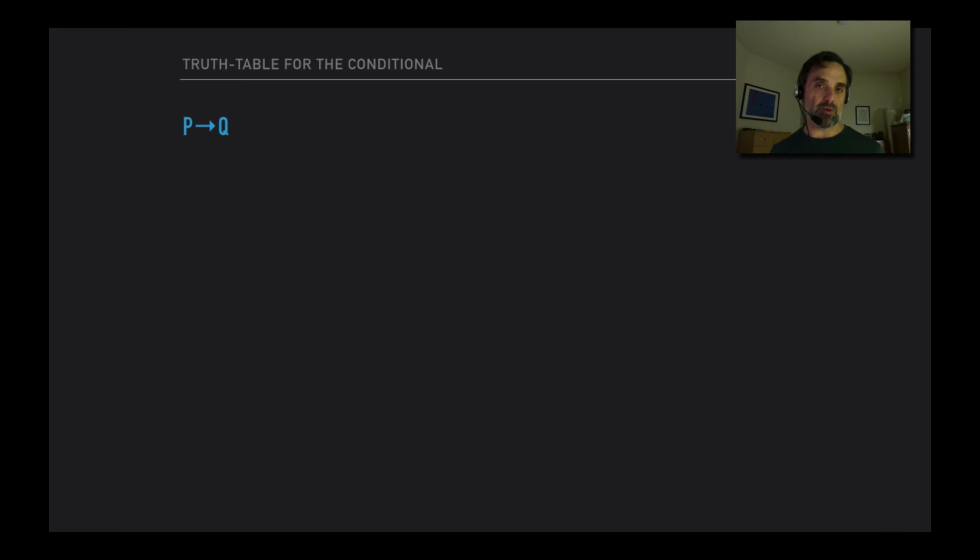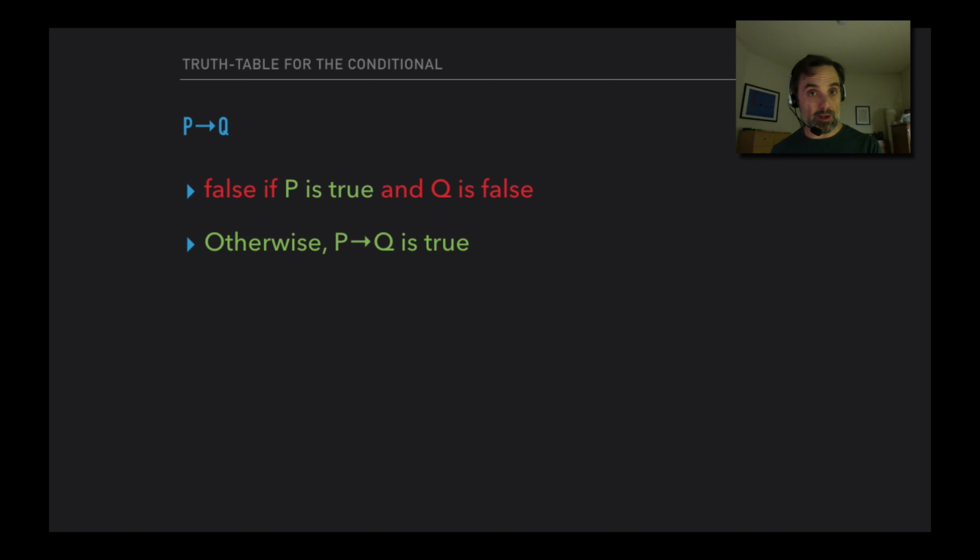To summarize all this, when you have a conditional sentence, what do we know about it? It's false if the antecedent is true and the consequent is false. It's false when there's a counterexample. And it's true otherwise. So it's true if they're both true. It's true if P is false and Q is true. It's true if P is false and Q is false.